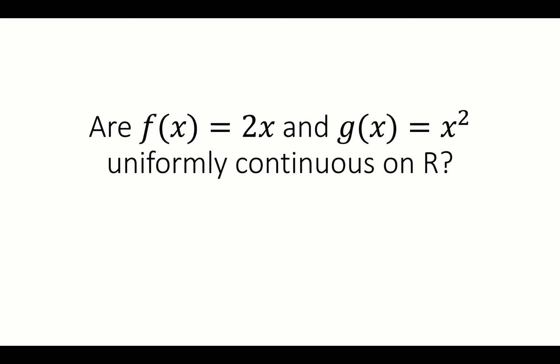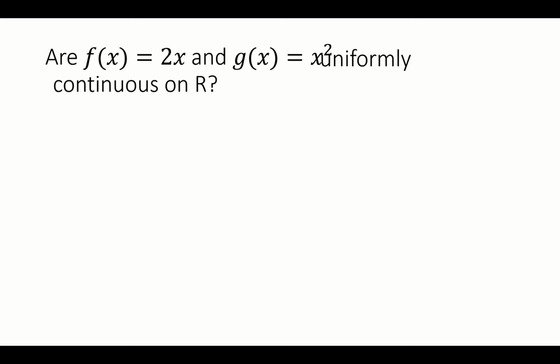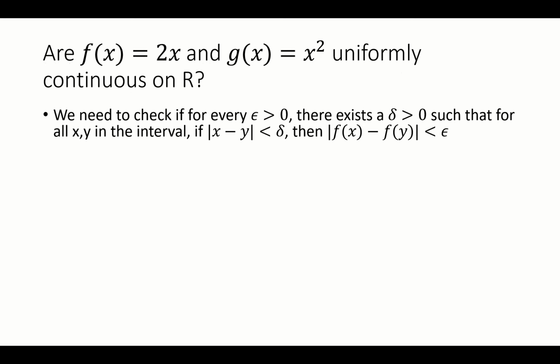Are f of x equals 2x and g of x equals x squared uniformly continuous on R? To determine if the function f of x equals 2x is uniformly continuous on the real number line R, we need to verify the definition of uniform continuity.